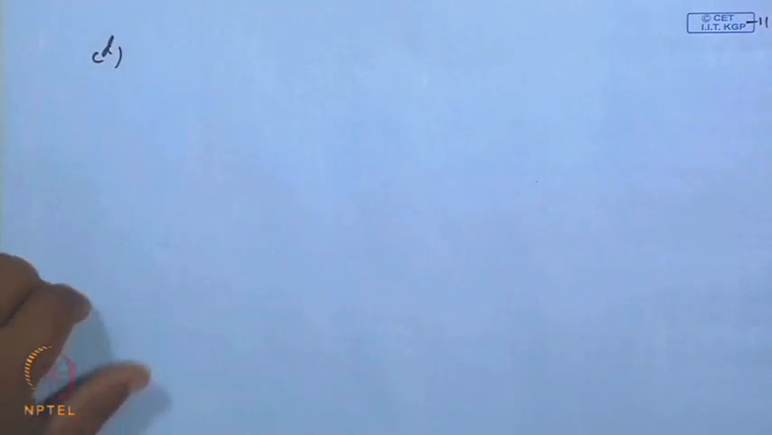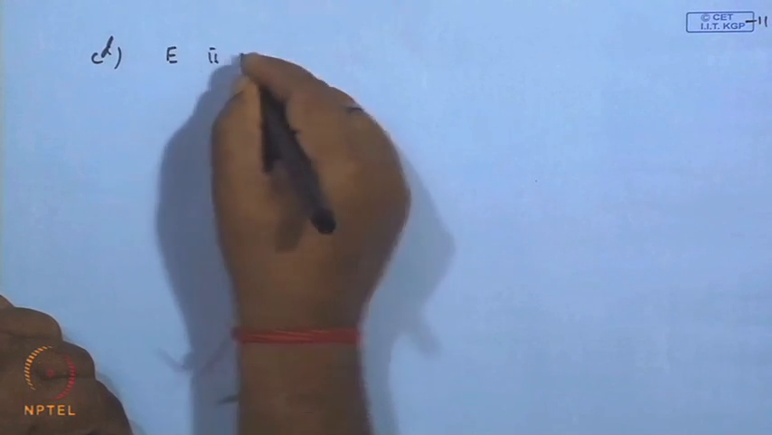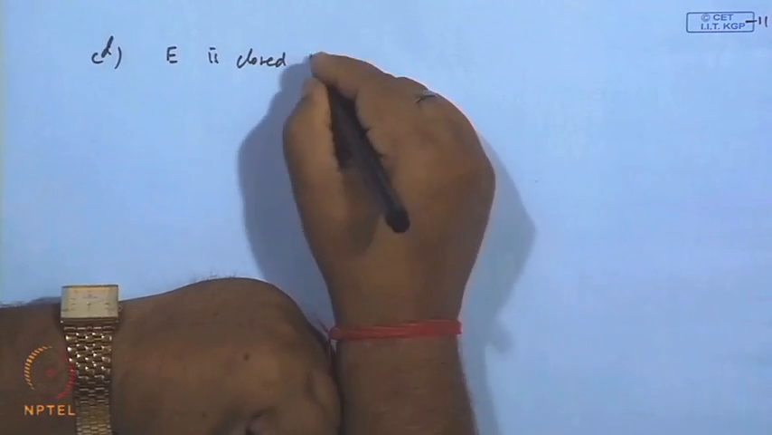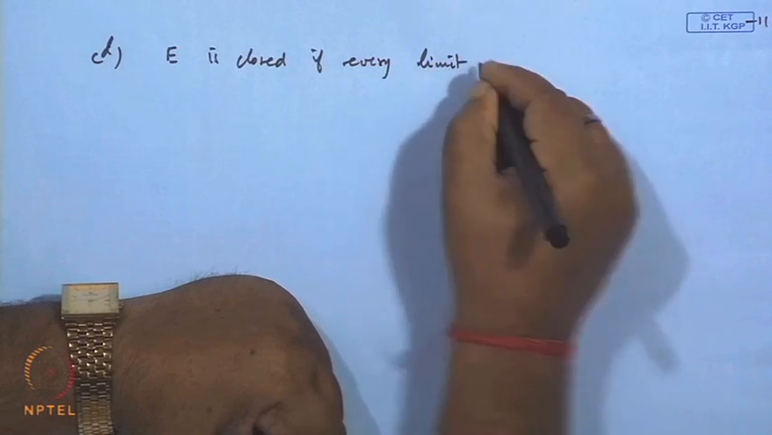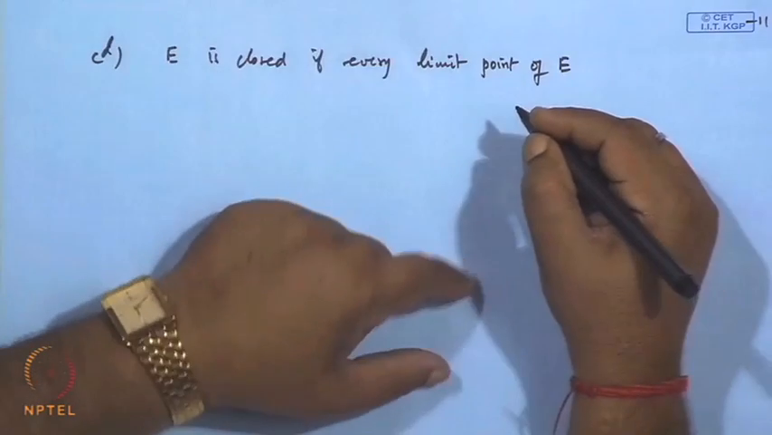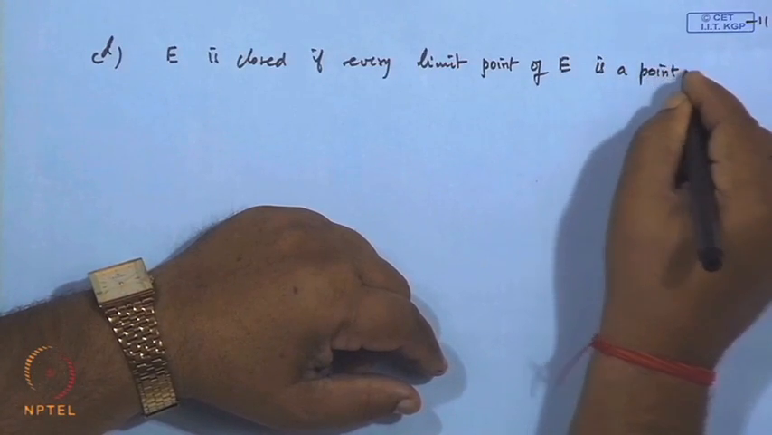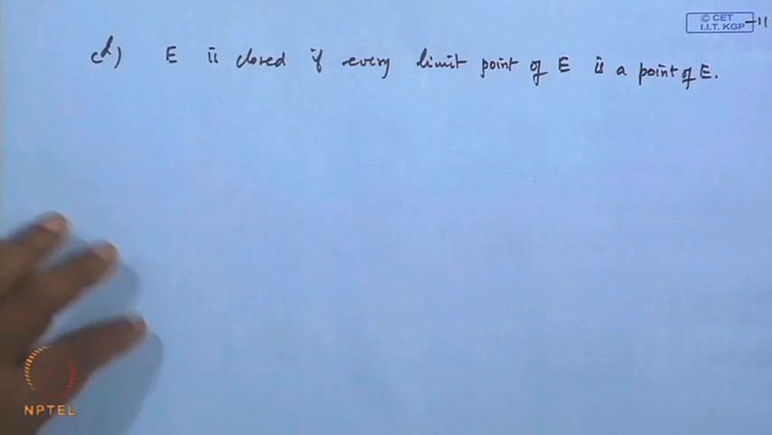And see, the closed set. E is said to be closed if every limit point of E is a point of E.